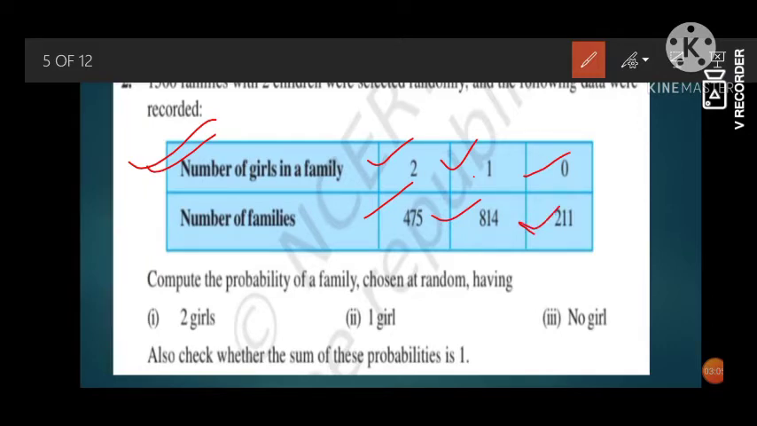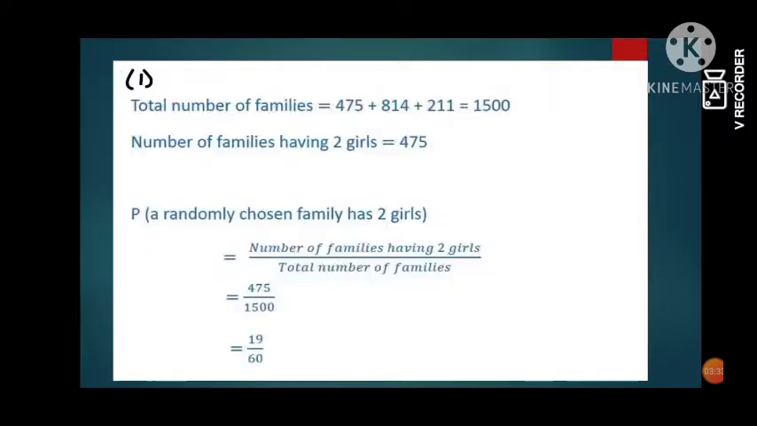We have to find out the probability of a family having 2 girls, 1 girl and no girl. And at the end we have to check whether the sum of the probabilities is 1 or not. That means we have to check whether all the probabilities of having 2 girls, 1 girl and no girls add up to be 1. So let us see how to do this sum.